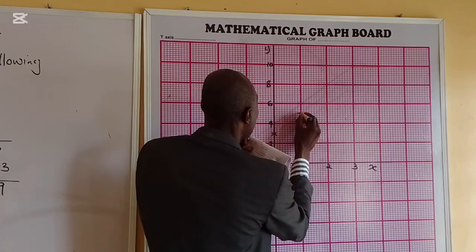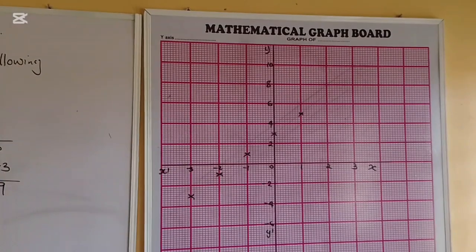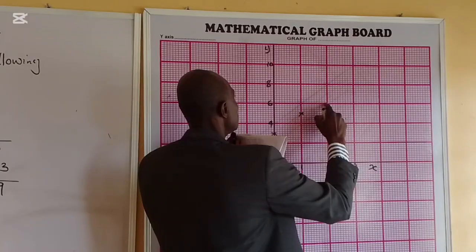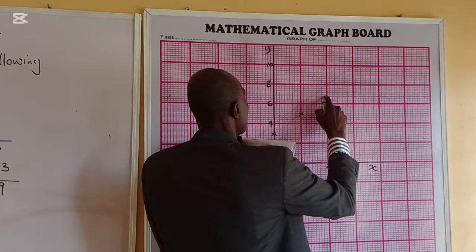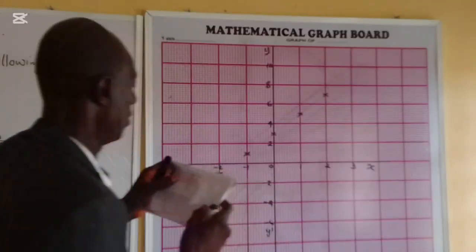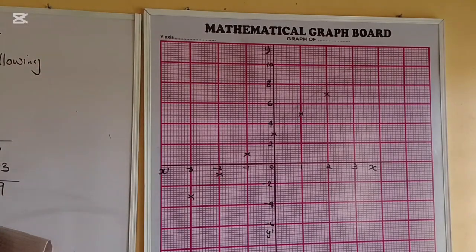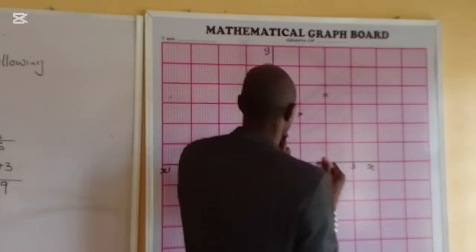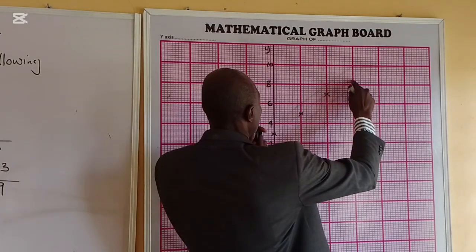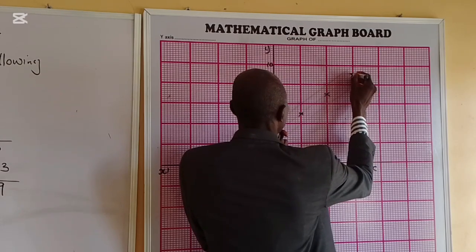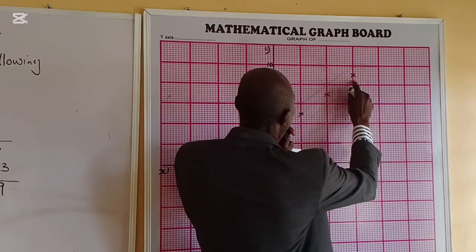Each of the box I'm jumping is 0.2. When x is 2, y is 7. 6.2, 6.4, 6.8. Here we give us 7. Then, when x is 3, y is 9. Here is 8. 1, 2, 3, 4, 5. That place is 9.